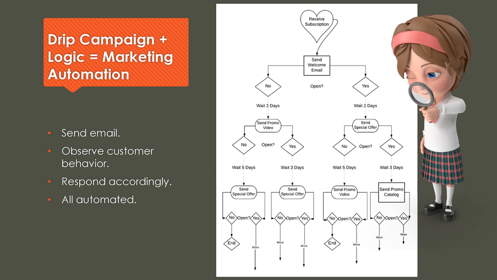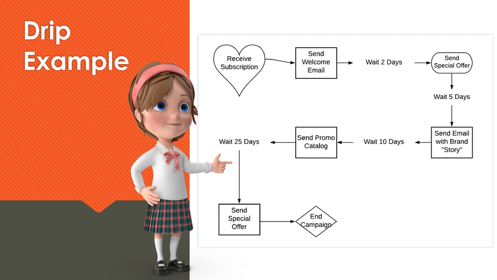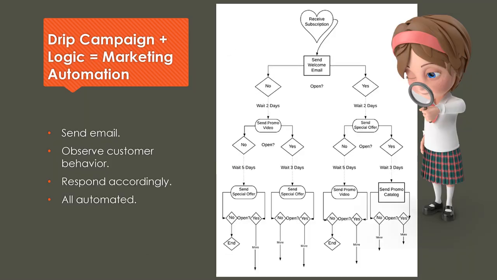When you use a drip campaign with logic, like I'm describing here, that's marketing automation. People mistakenly call everything to do with sophisticated email, like this basic drip campaign, marketing automation. And it's true, each email is automated, but it's only truly marketing automation when you use logic to drive more relevant, useful responses.